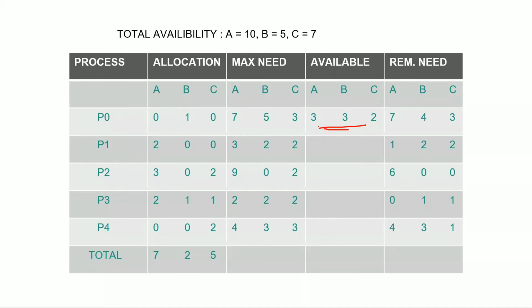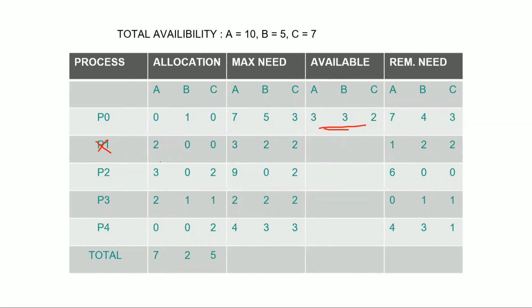Now we'll check for P1. Can we fulfill the need of P1? Yes, we can, because we have 3, 3, 2, and it needs less than what we have. So we can definitely provide its needs. So after we provide it with 1 instance of A, 2 of B, and 2 of C, P1 will get completely executed. After complete execution, it will release the resources previously allocated to it. Okay, so we had allocated 2 instances of A to P1, so it will free them after complete execution.